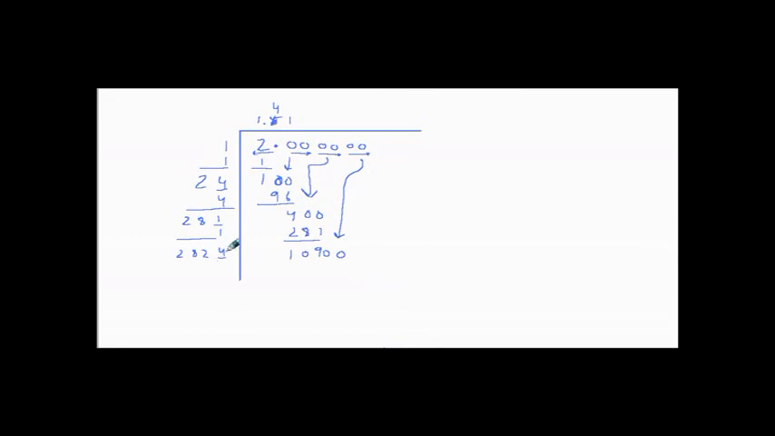4 6s are 16, 6 carry 1. 4 8s are 32, plus 1, 9. 4 2s are 8, 2 carry 3. 4 2s are 8, 11. Have I made a mistake? I think I made a mistake somewhere. Let's check. 100, 96, 400, 281, 281, 9, 9 minus 8, 10 minus 1 is 9, and 9 minus 8 is 1. Okay? So now it's okay, yeah.